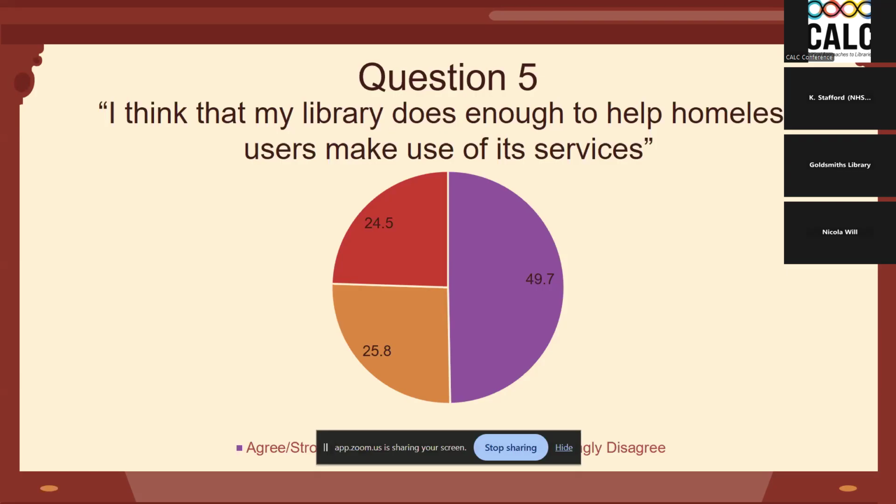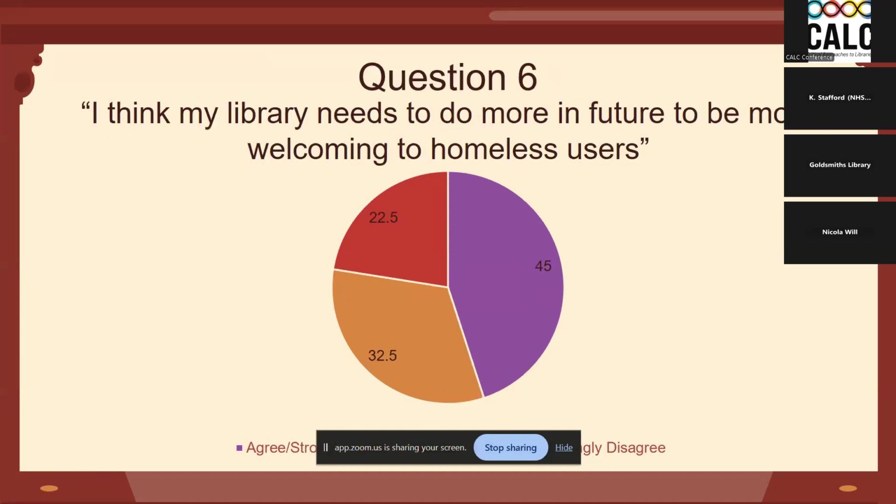That said, that a quarter of respondents thought that their library did not do enough to help homeless users make use of its services is also significant. This was split into 30 people who said that they disagreed and 7 who said that they strongly disagreed. As can be seen, then, the disagree option was actually the third most popular option, at 20%, and came in significantly ahead of strongly agree. What those numbers reflect is that a large number of the respondents thought that their library could be doing more to help homeless users make use of the services, and also potentially that homeless users were experiencing some, maybe inadvertent, discrimination in their library service.